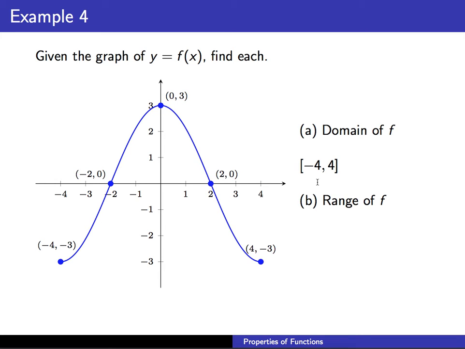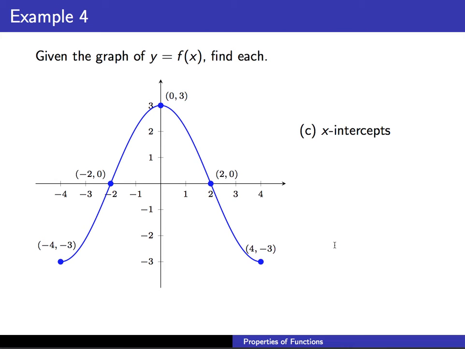Now our range are all the possible y values. So our lowest y value is at -3, and our highest y value is +3, and we have everything else between -3 and +3. And again, we are including those values because we have closed circles. So our range is, with square brackets here, -3 to 3.